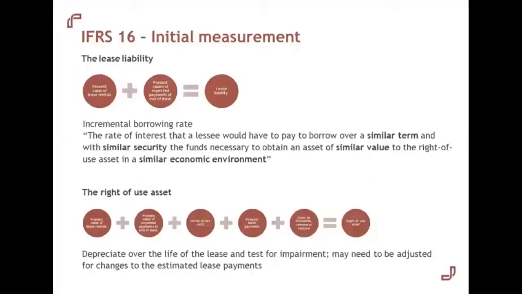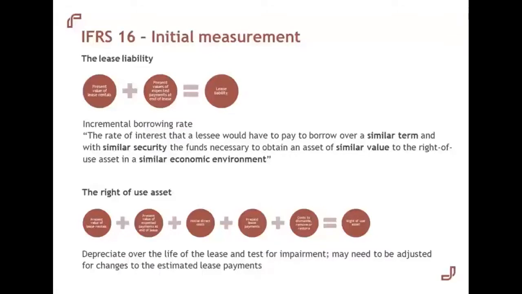We'll now move on to initial measurement. So let's turn to see how lessees account for the initial measurement of the lease liability. A right of use asset should be recognised to reflect the lessee's right to use the leased asset for the lease term. A lease liability should be recognised to reflect the obligation to make future lease payments. The lease liability is initially calculated as the present value of the lease payments.